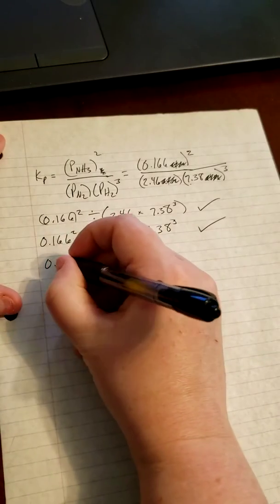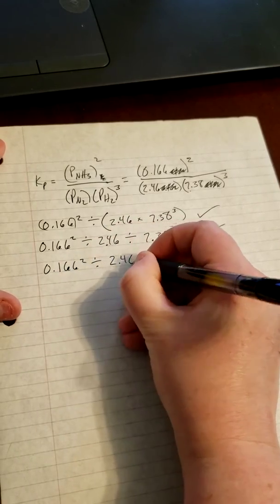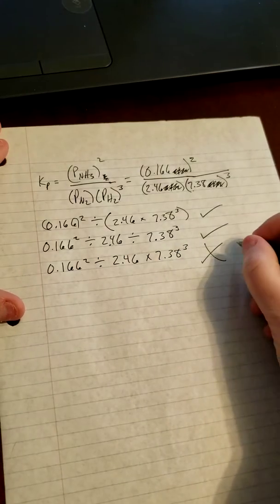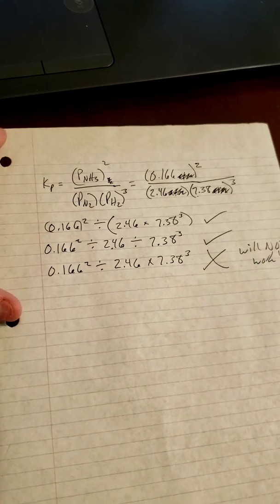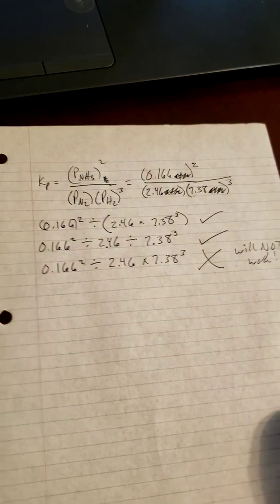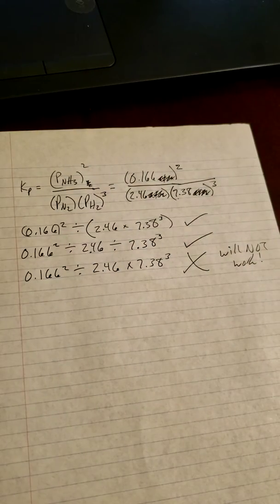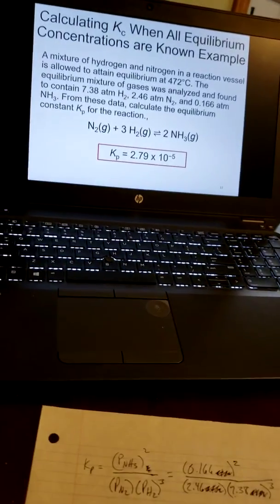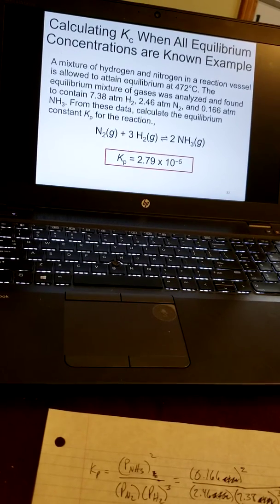But if you put this in as 0.166 squared divided by 2.46 times 7.38 cubed, that is not okay. This will not work. But assuming you used one of the first 2 methods I showed you, you should get the correct answer of 2.79 times 10 to the negative 5th. Okay? 2.79 times 10 to the negative 5th.